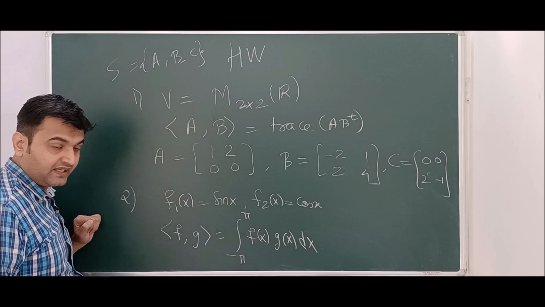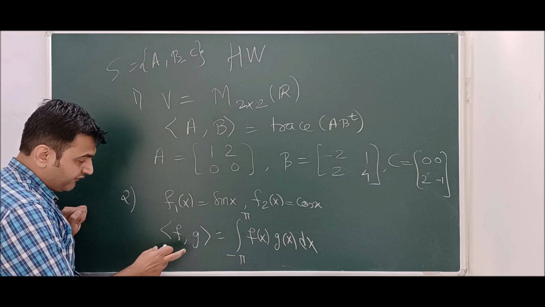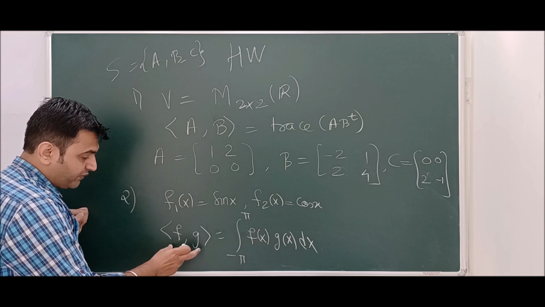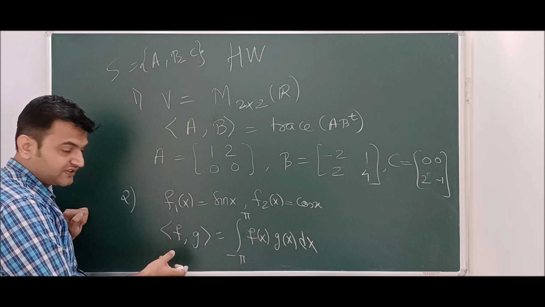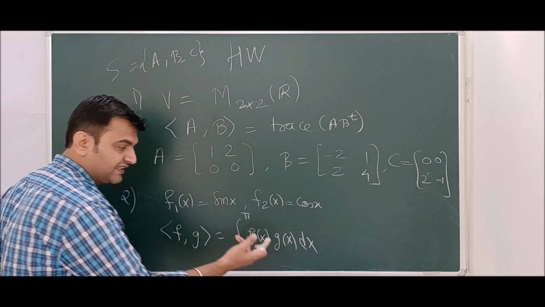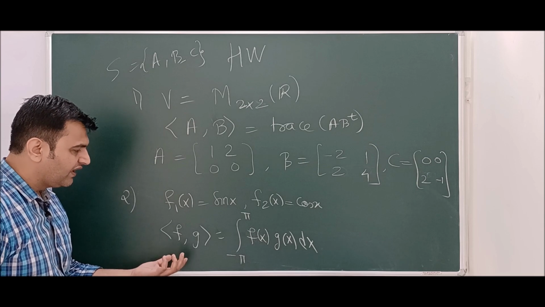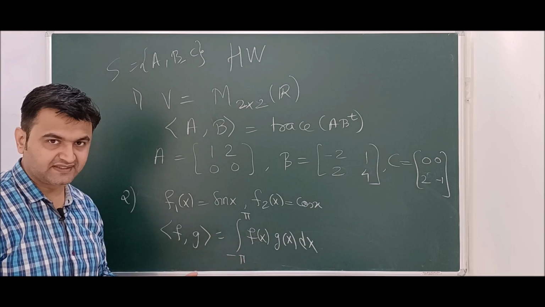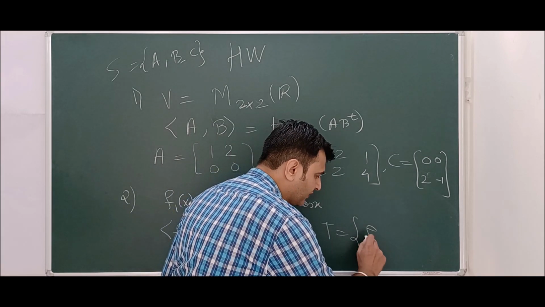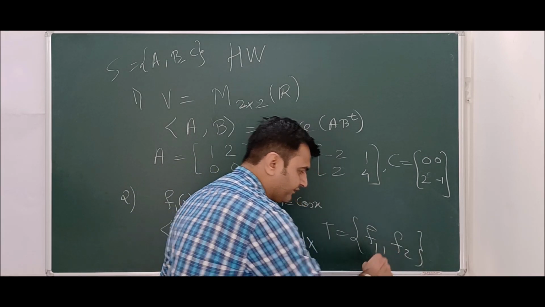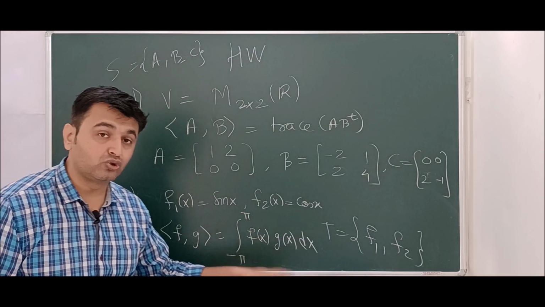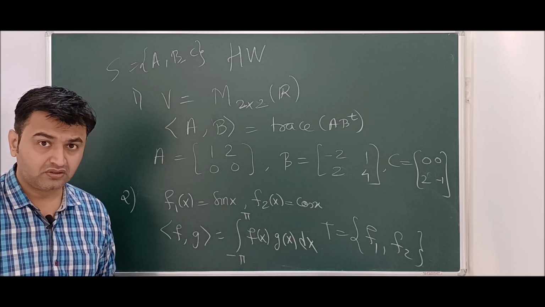Similarly, in the second example, if I am on the collection of all functions, I know that it forms a vector space. So between any two functions, set of all continuous functions, I am defining inner product as integral from minus pi to pi of f(x) into g(x) dx. Okay, so set of all, I will say integrable functions. So integration exists. In that I am giving you my T set as f1 comma f2, sin x comma cos x. So check whether their inner product is 0 or not. If they are 0, they are orthogonal. If non-zero, then not orthogonal.